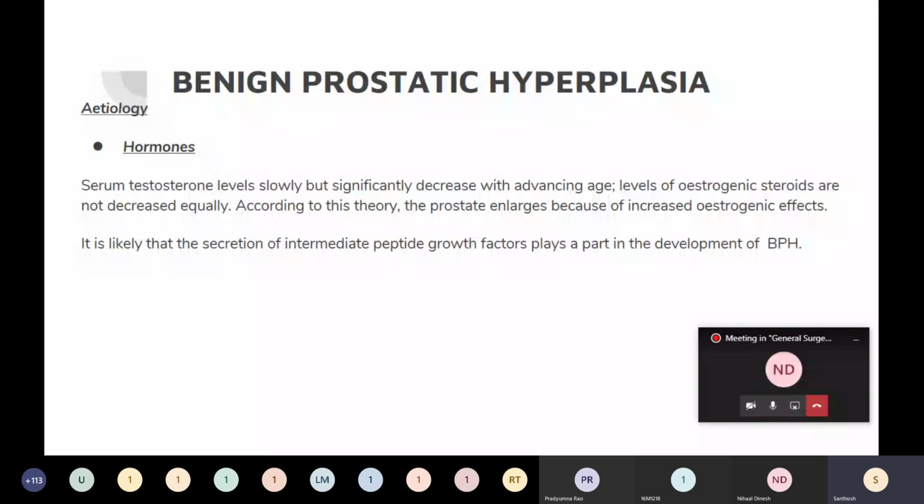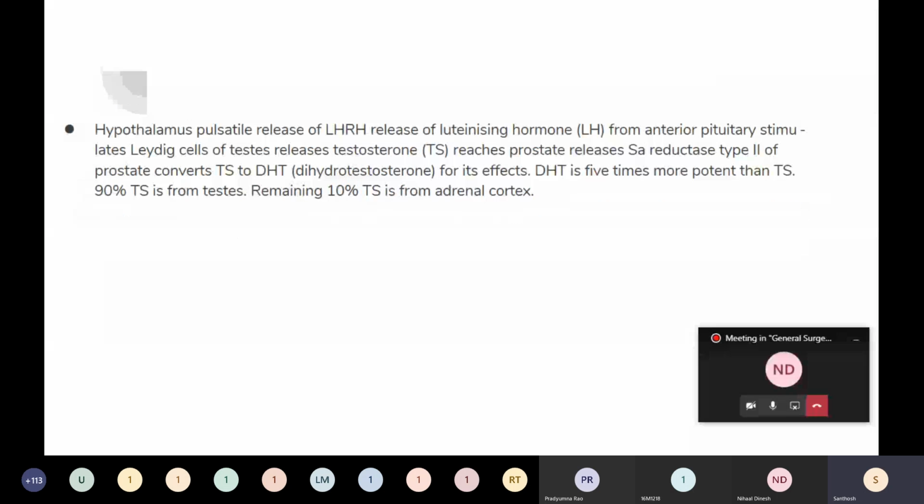According to this theory, the prostate enlarges because of increased estrogenic effect. It is likely that the secretion of intermediate peptide growth factors plays an important role in the development of BPH.